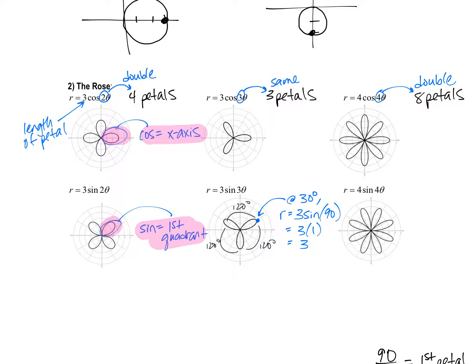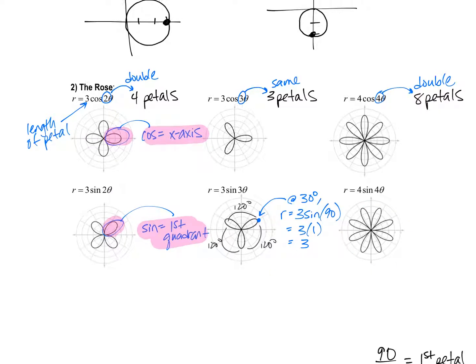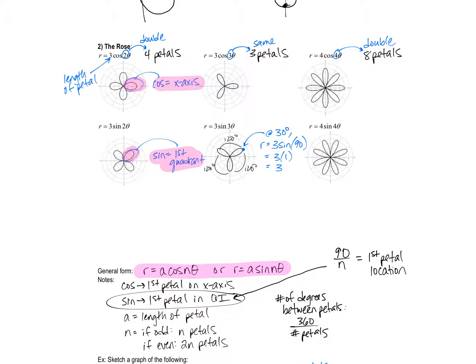But in the case of a slightly more challenging one like this one or this one, use those formulas that we have down here to find the first petal location for sine. You do 90 divided by n. Remember, the first petal location for cosine is always at 0, so you don't have to do that for cosine. It's only for sine to figure out where your first one goes.